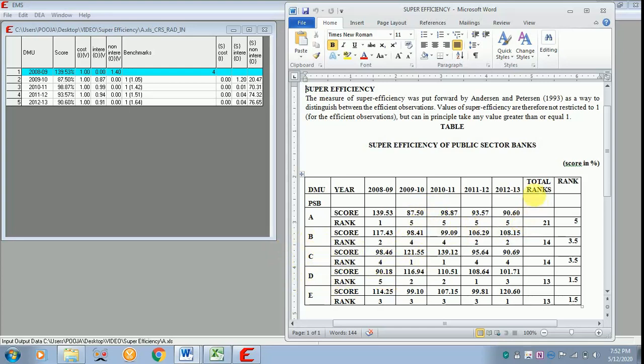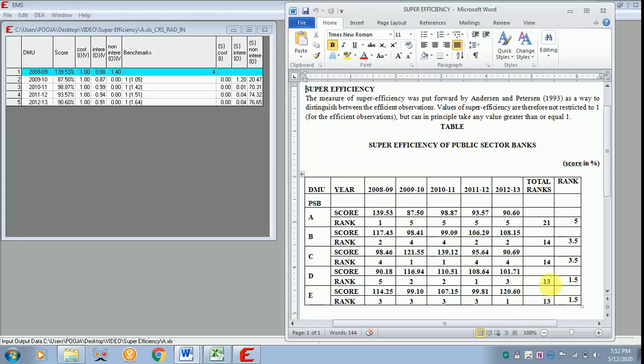And later, find out the total ranks. So you are going to add all the ranks of A, B, C, D and E respectively. And later you are ranking these ranks. So the least rank should be given the first rank, because you are giving first rank for the highest score. So the least rank should be given the first rank.